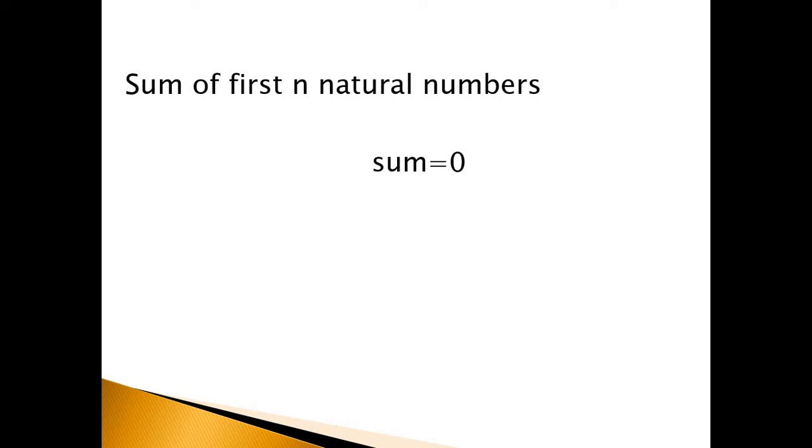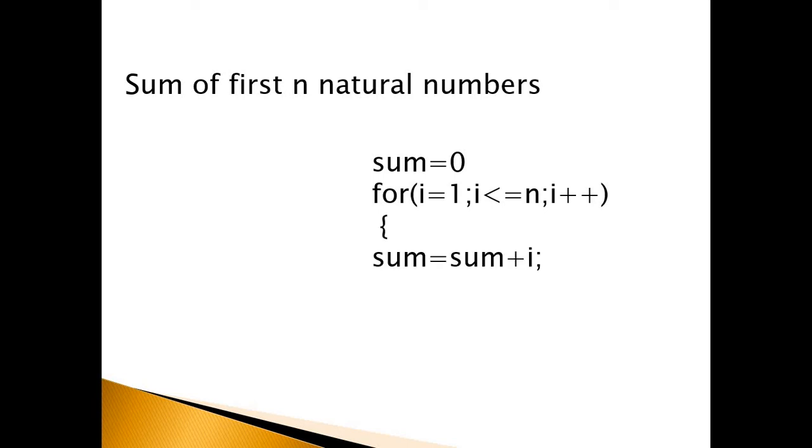Here we have taken the variable sum, which is initialized to 0. Then we have taken a for loop with i = 1, i <= n, i++. Every time, in this case, the value of i should increment by 1. And inside the loop we have the expression sum = sum + i, which is required to calculate the sum of the first n natural numbers. And after coming out of the loop, we have the statement printf("sum is %d", sum).